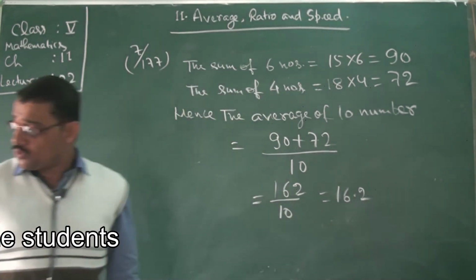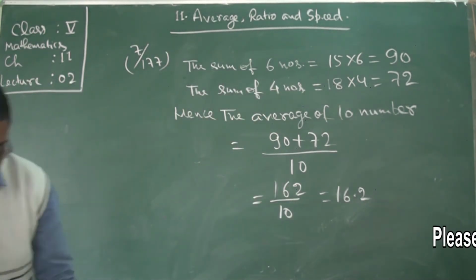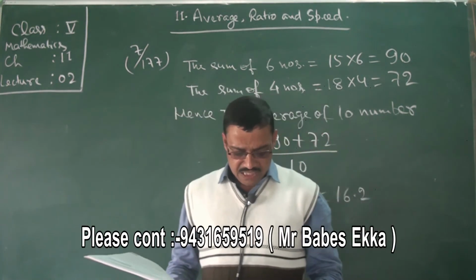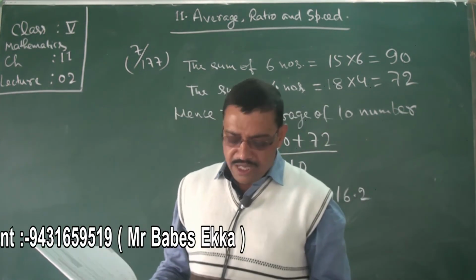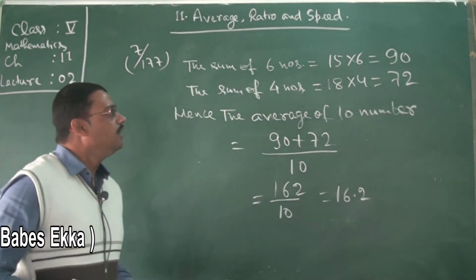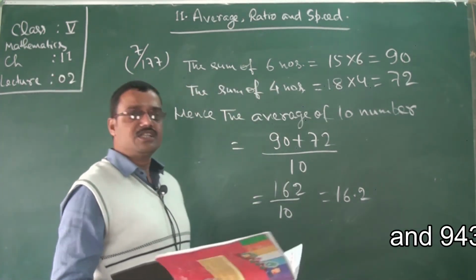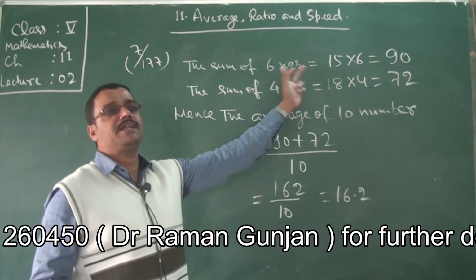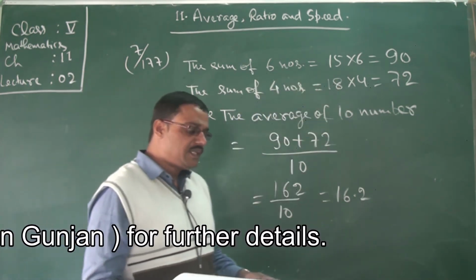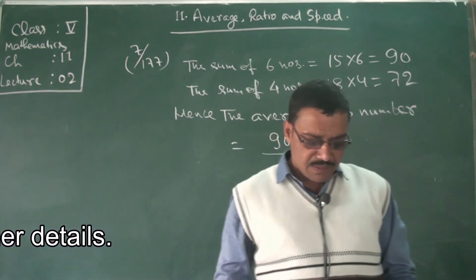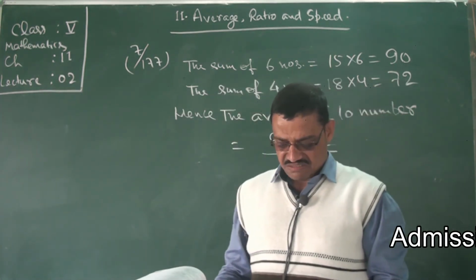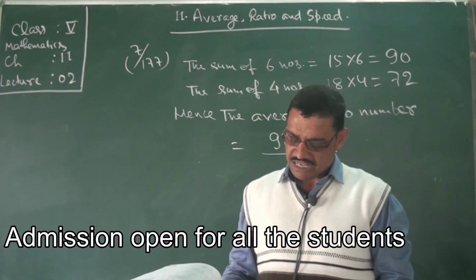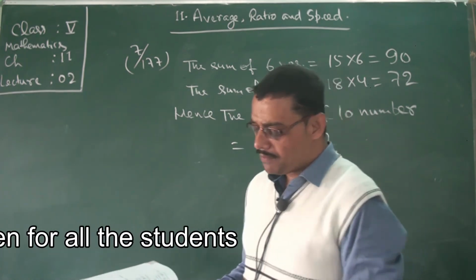In this way you can solve the remaining sums also. Let me go through the remaining sums also. If you use this formula, the sum of the numbers is found by multiplying the average by the number of items, then you can solve the remaining sums also. Very easy sums. Next sums are easier. You can find yourself.